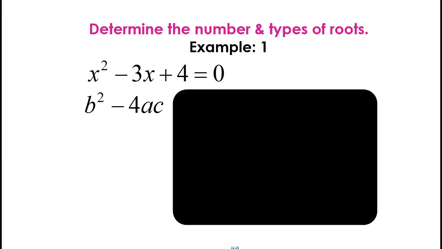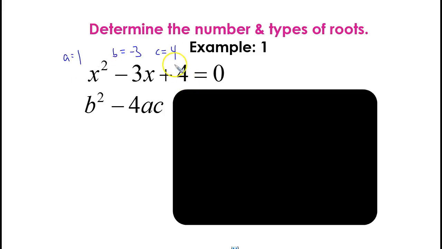We've got our quadratic, and the first thing you want to ask is, is it in standard form? ax squared plus bx plus c equals 0. It is. In this case, a equals 1 because there's a leading coefficient in front of x squared. It's invisible, but it's 1. The b is negative 3, and the c is positive 4.